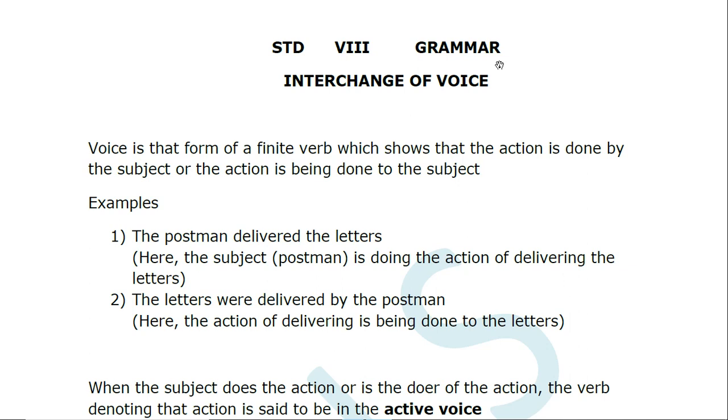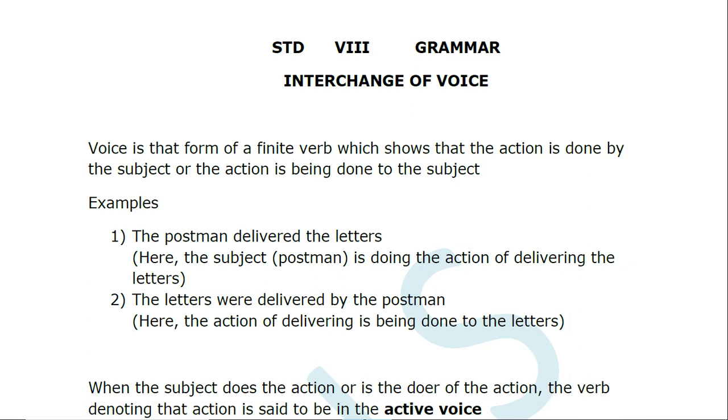Now, voice is that form of a finite verb which shows that the action is done by the subject or the action is being done to the subject. Now, remember the clue that I gave you last year. The main thing, how you can find out whether it's an active or a passive voice, how to identify it, and then it becomes very easy to change. Because if you're not able to identify it, your answer will surely be wrong.